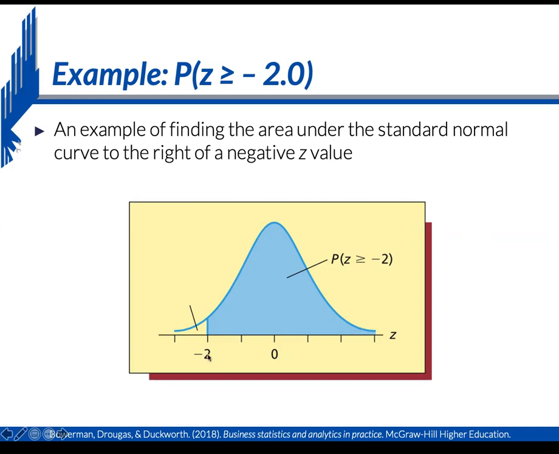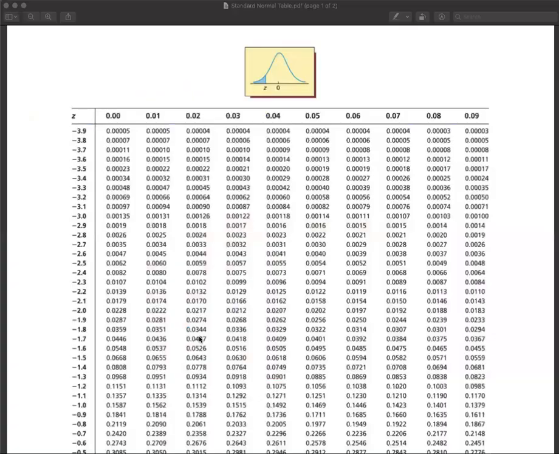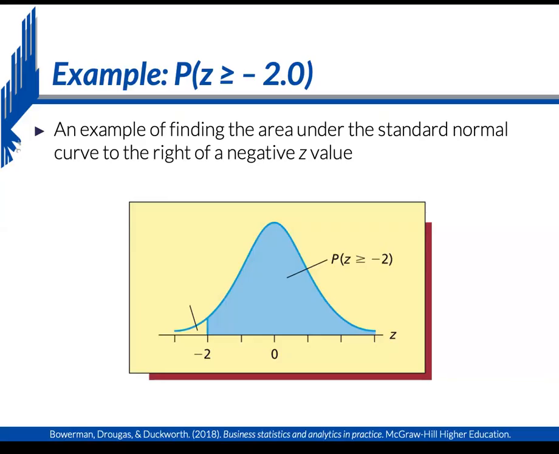Now, if you look for negative 2 in our standard normal table, what our table will give us is this area instead, because our table always gives us the area to the left of a z-score. So if we search for negative 2 in our table, we will get 0.0228. And again, 0.0228 is not this shaded area here, but this unshaded area, and that's 0.0228.